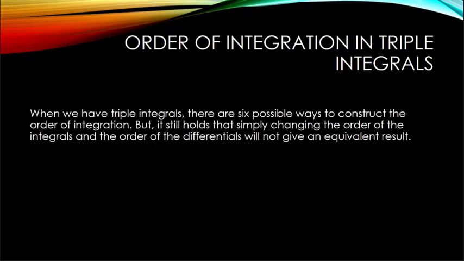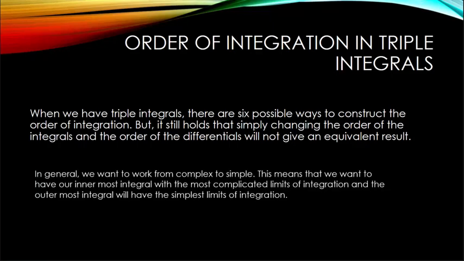Now, order of integration in triple integrals is still important, and when we have these, there are 6 possible ways to construct the order of integration. It still holds that just changing the order of the integrals and the order of the differentials will not give me an equivalent result. But in general, what we want to do is set up integrals that allow us to work from more complex expressions to simpler expressions. This means that we want our innermost integral to have the most complicated limits of integration, and the outermost integral will have the simplest limits of integration in general.